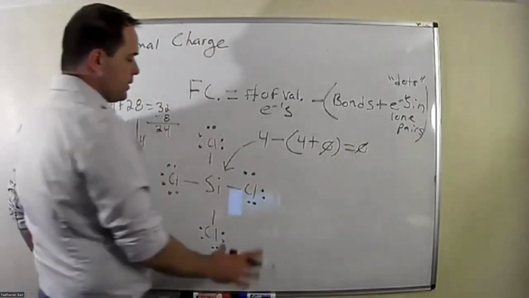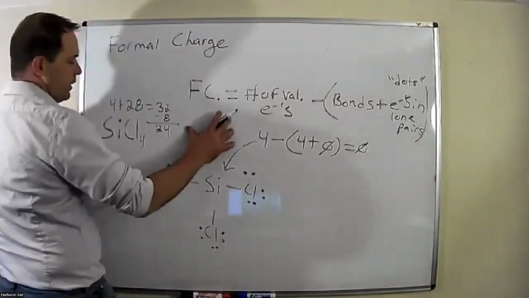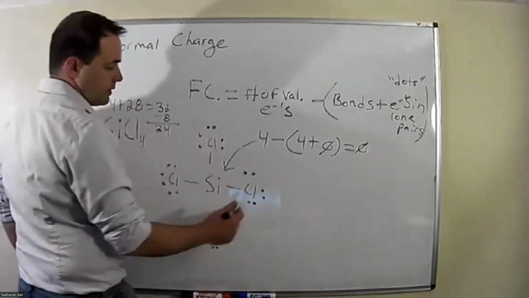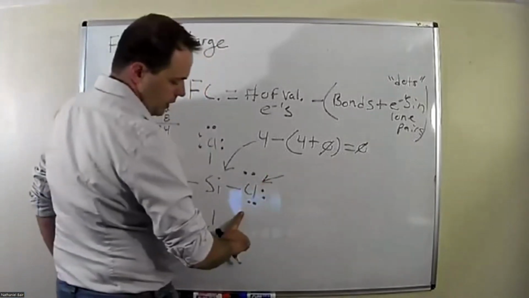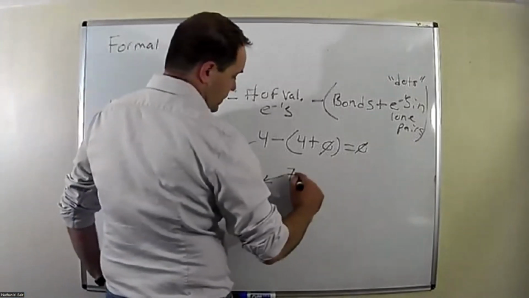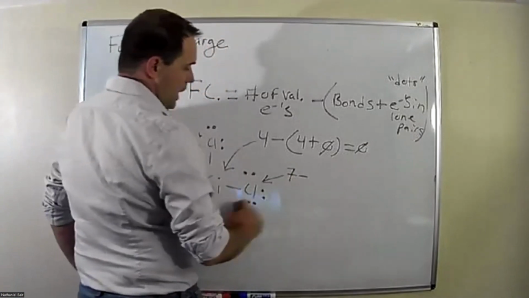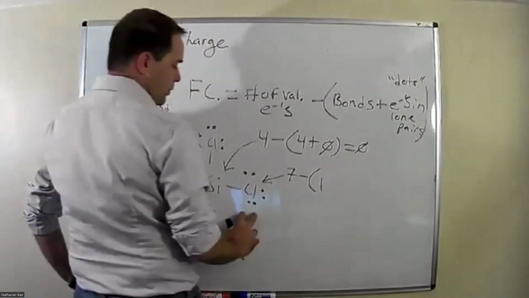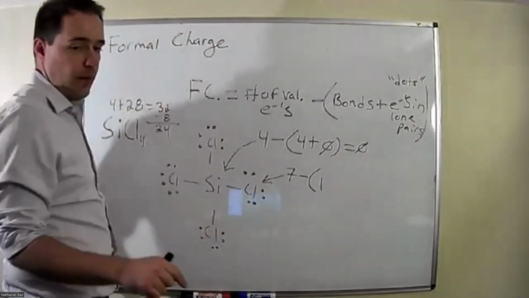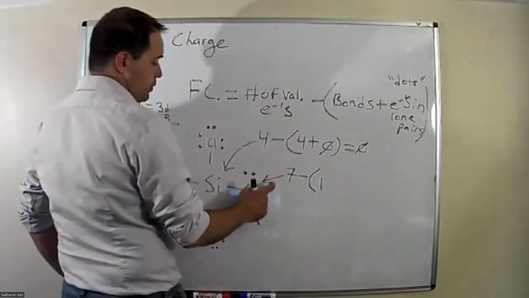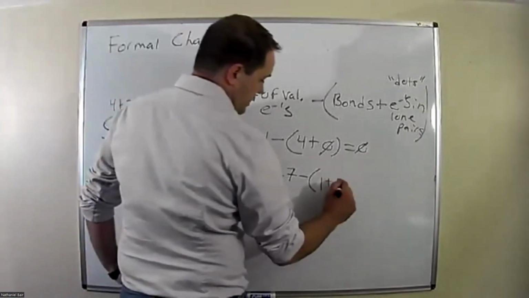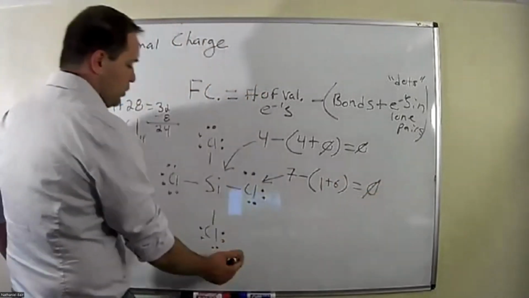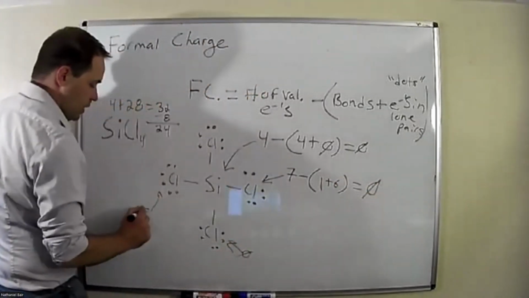And now here's the beautiful thing. All four of these chlorines are the same. Each of the chlorines has a single bond with 3 lone pairs. So if I want to calculate the formal charge, that's 7 valence electrons for the chlorine minus the number of bonds it's making. Each chlorine is making 1 bond, plus the number of electrons in lone pairs. Not lone pairs, but dots. This guy's got 1, 2, 3, 4, 5, 6 dots. So this is 7 minus 7. That is 0. Each chlorine has a formal charge of 0.